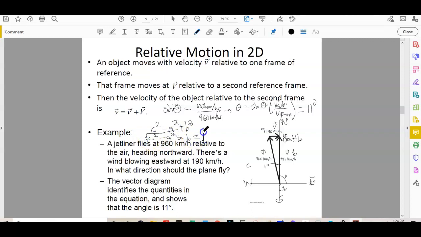So to get this velocity right here, this velocity is equal to the square root of 960 kilometers per hour squared minus 190 kilometers per hour squared, right? Because C is a hypotenuse, A and B are the sides, right?